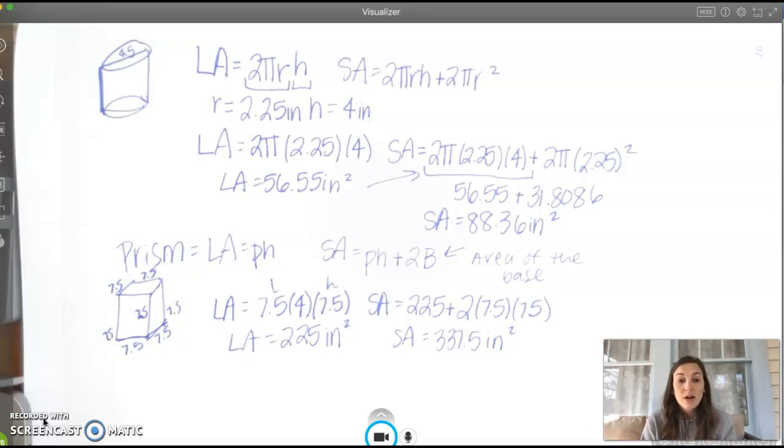So for your quiz that you're going to do tomorrow, you're going to pick 2 objects in your house. You cannot pick toilet paper. That is one you cannot do. You're going to find 2 objects in your house. They have to be 2 different shapes. So if you pick a cylinder, your other object needs to be a cone or a pyramid or a prism. So you cannot have 2 prisms or 2 cones. So get creative. You can pick any regular object and you'll go through these same steps. Find your measurements, find your lateral area and your surface area, and then make sure you can identify what it is.